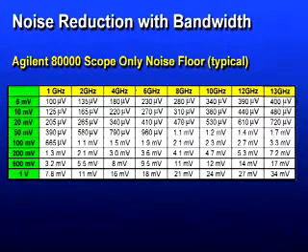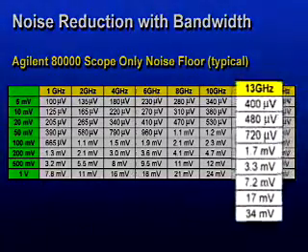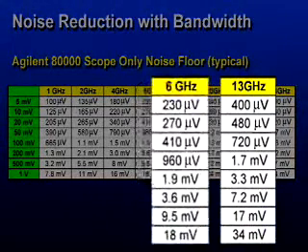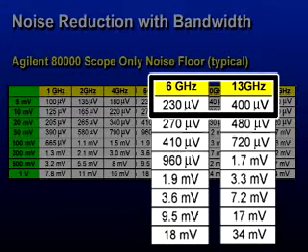So if we go from 13 gigahertz, where we were at 400 microvolts, down to 6 gigahertz, you can see you don't quite cut the noise in half, but pretty close. We're down to 230 microvolts there.